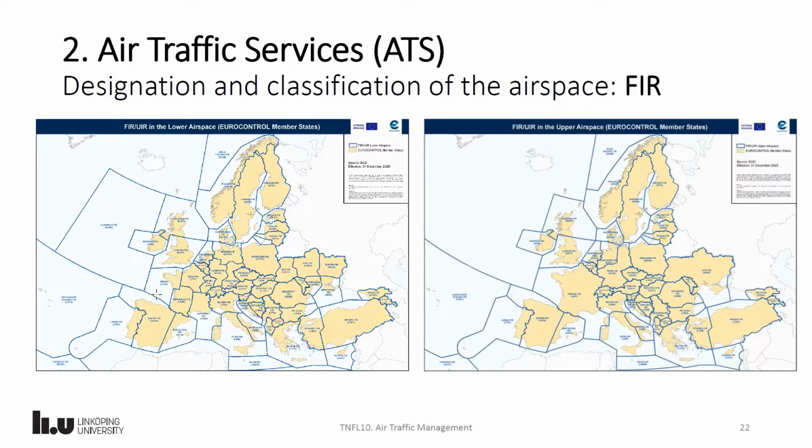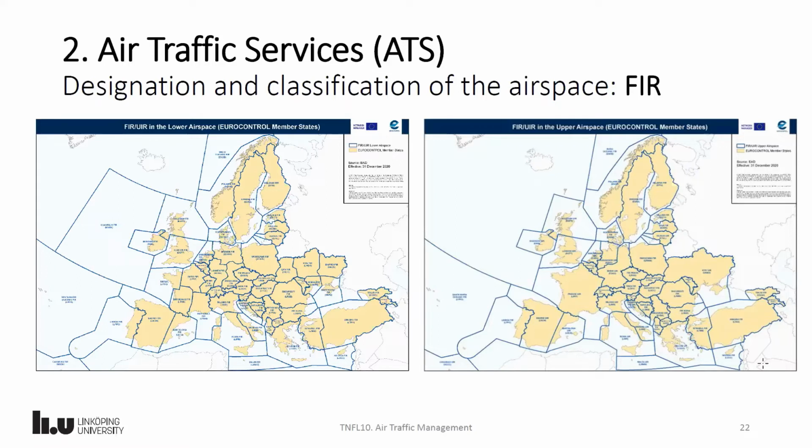And then we can have a different flight information region in the upper airspace, which is sometimes called UIR, or upper information region. For example, it can be different from the lower airspace. We can see, in the case of France, they have 4 FIRs, but just 1 UIR. In the case of Sweden, it's the same. So yeah, this is the configuration of FIRs in Europe.